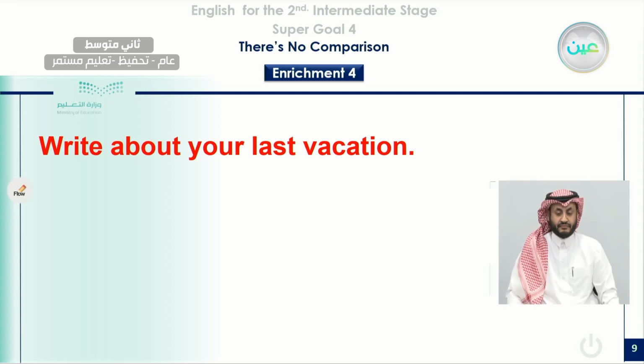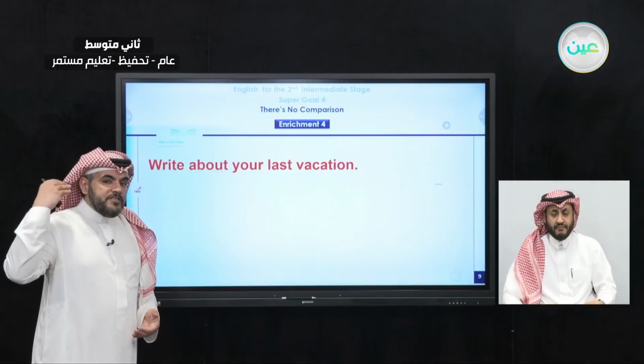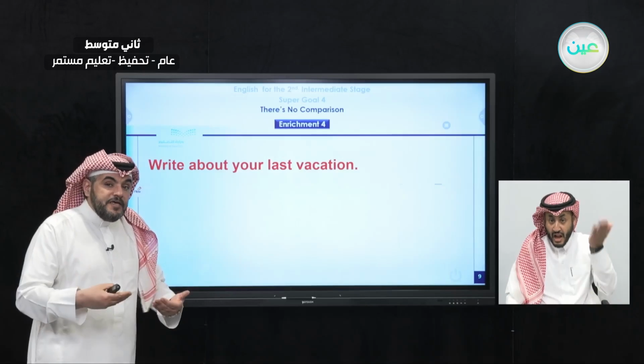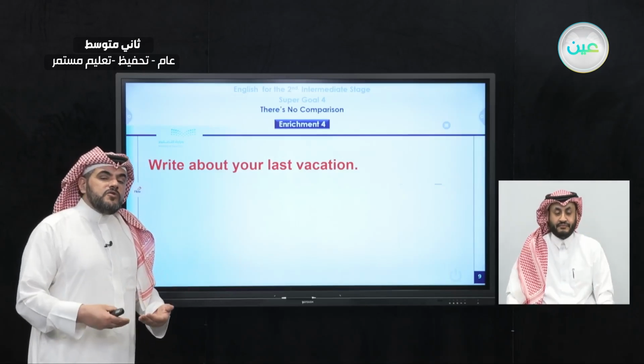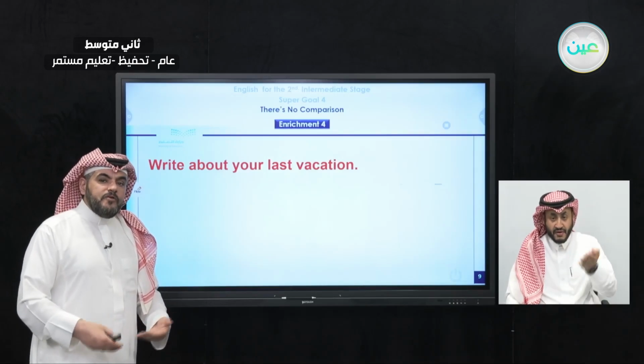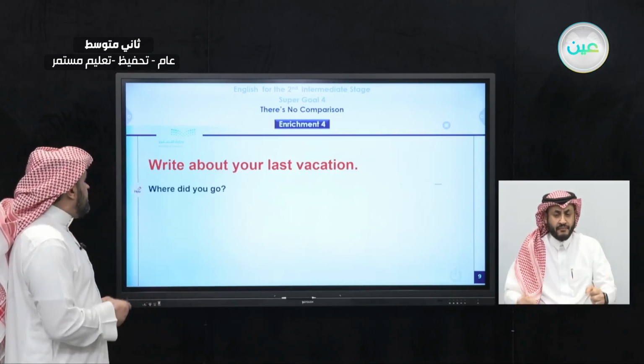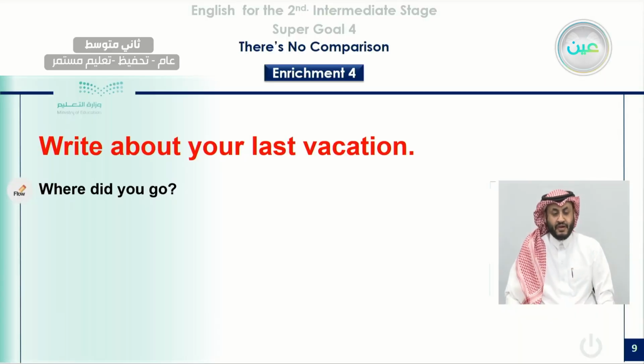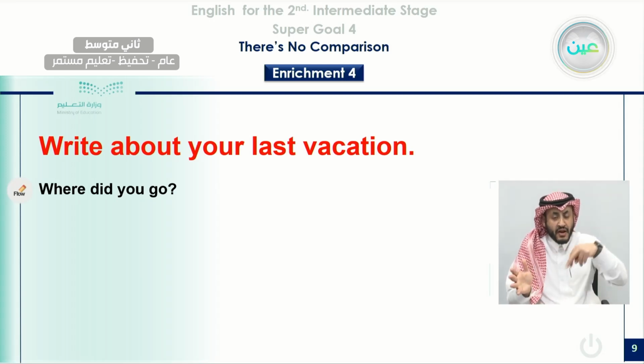Now, we will apply that on one of the exercises that we had in Unit 3. You're going to write about your last vacation. Notice here, last vacation. What does this mean? That means you're going to write about something in the past. So how to write about that? We'll come into details about that. Now you're going to answer, where did you go? Okay, notice here, it is in the past. Where did you go? You have to specify the place that you went to.